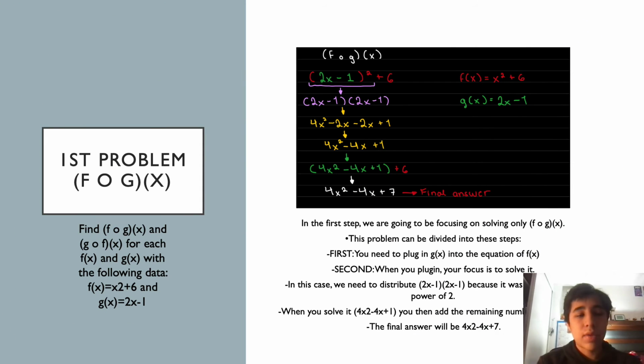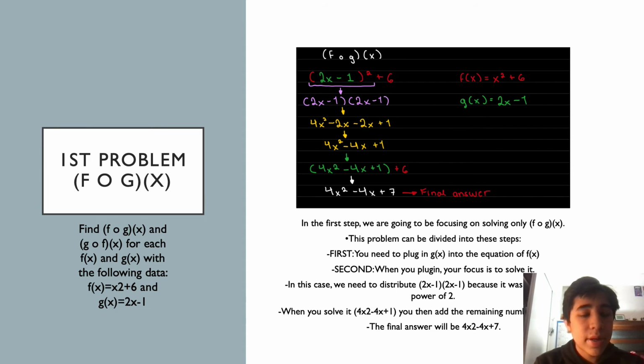The first problem will consist of finding f of g of x and g of f of x for each f of x and g of x with the following data. f of x equals x squared plus 6 and g of x equals 2x minus 1. So in the first step, we're going to be focusing on only solving f of g of x.